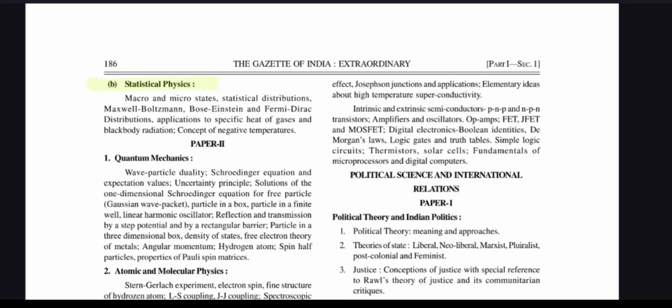So the most famous topic of statistical physics is micro and macro statistical distributions: Maxwell-Boltzmann, Bose-Einstein and Fermi-Dirac. So Fermi-Dirac is for fermions, Bose-Einstein is for bosons. Then Fermi-Dirac distribution, energy distribution, specific heats of gas and blackbody radiation, concept of negative temperature.